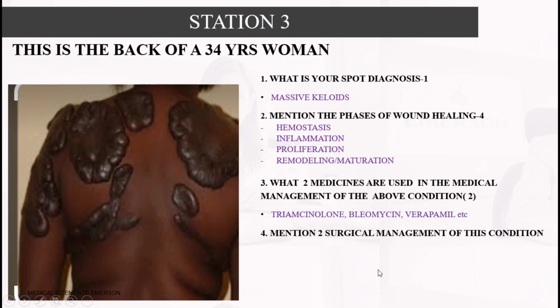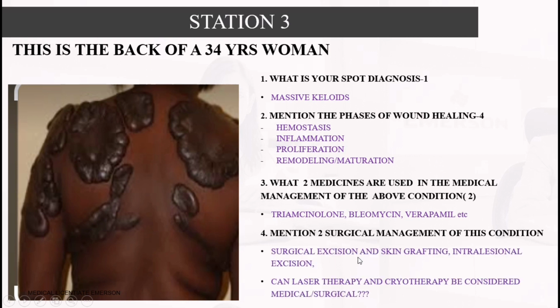Then mention two surgical management of this condition. So surgical, we have surgical excision and skin grafting. We also have intralesional excision. Then where I was doing my research, they indicated laser therapy and cryotherapy as surgical management.